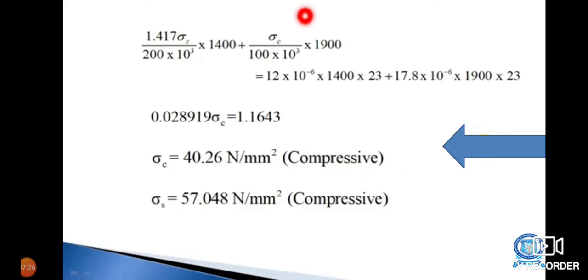So we can simplify those values. We got the answer: sigma C is equal to 40.26 Newton per millimeter square. That is compressive stress. Then again, you can apply this copper stress value in these equations. So we got the stress on steel. Stress on steel is equal to 57.048 Newton per millimeter square. That is also compressive stress.